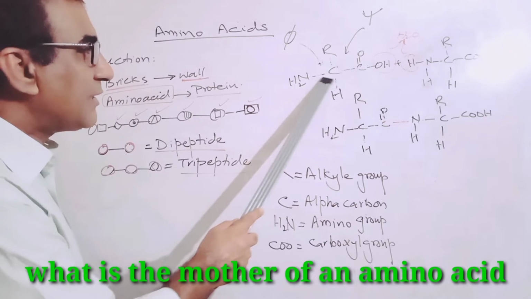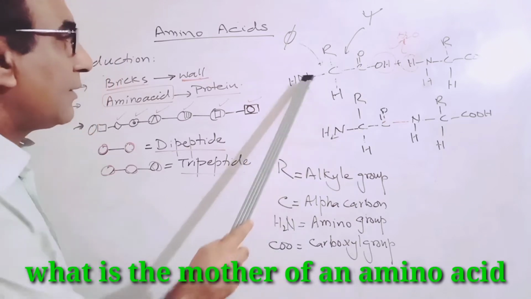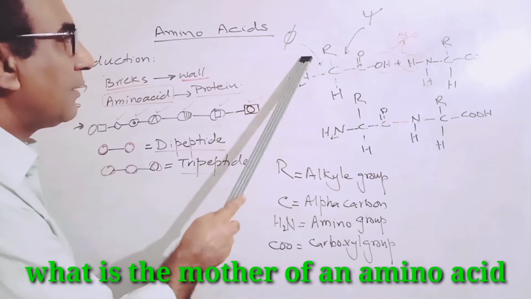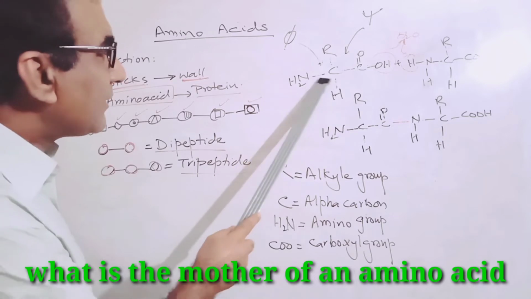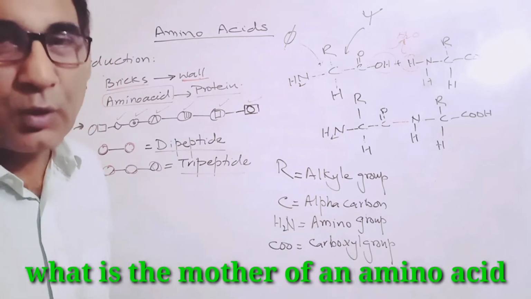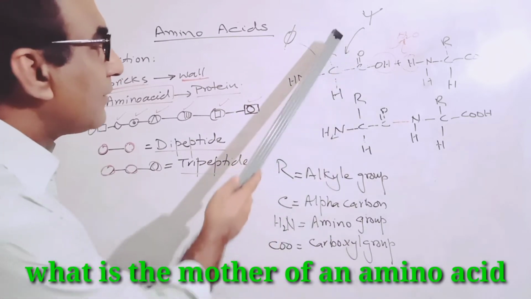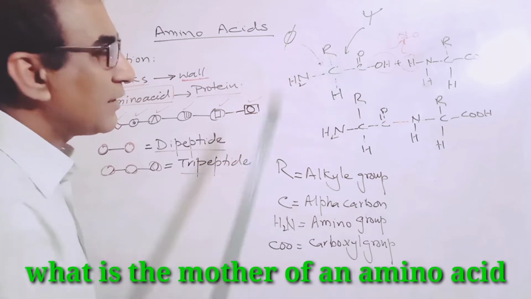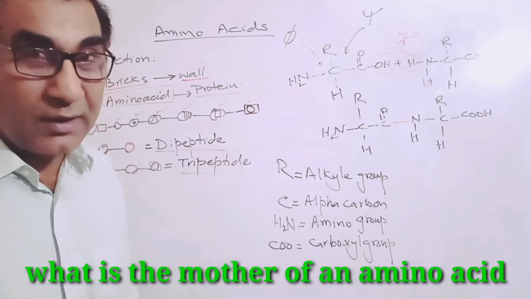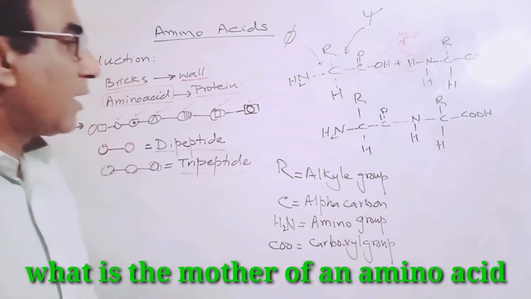Now, these bonds have been given names. This bond is called the phi bond. And this bond is known as the psi bond.